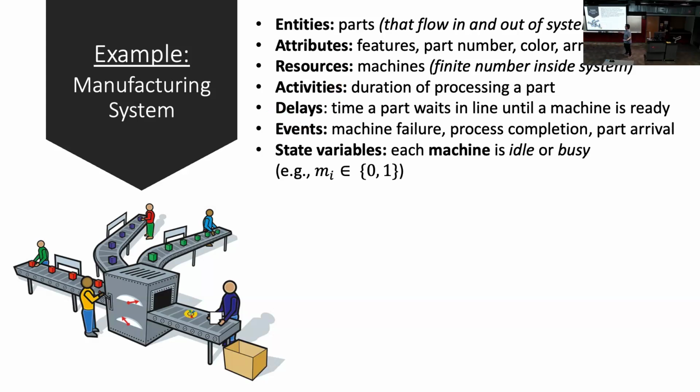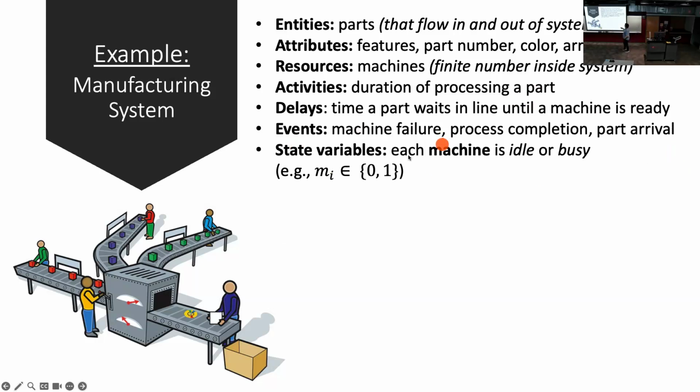Events can also be failures. When this machine dies, which it can randomly just do, that is an event. Then suddenly we have one less machine, and everything waiting on this machine just has to keep waiting and waiting. Process completion, part arrival, we kind of covered those.